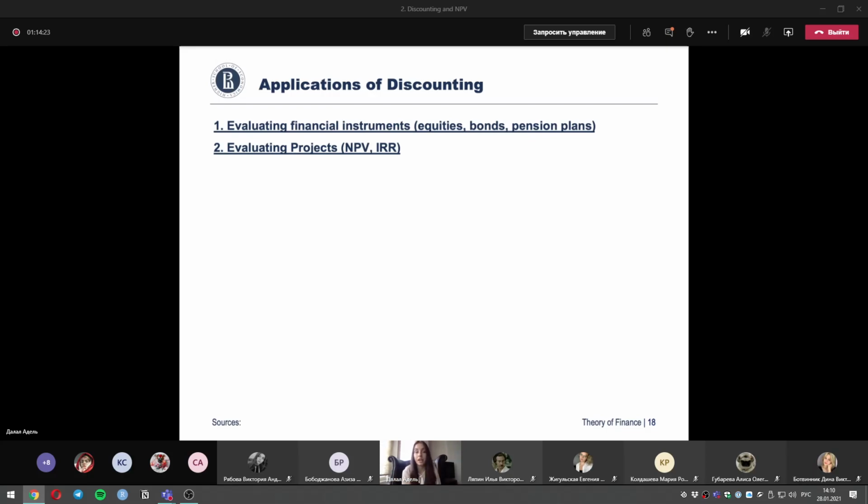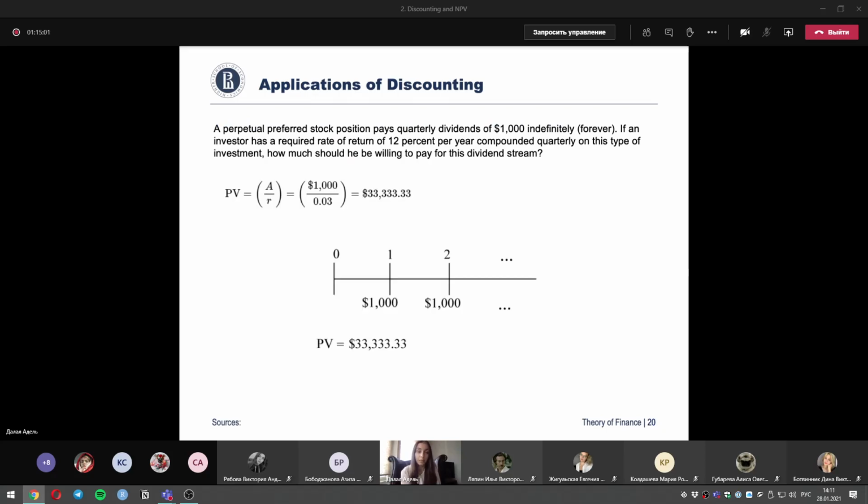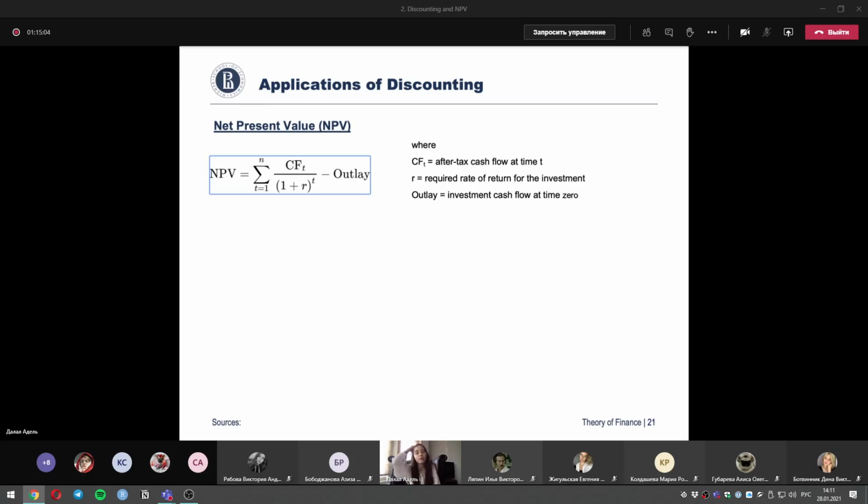So as for the main applications of discounting, we can consider evaluating financial instruments. So pension plans we covered in previous tasks. Bonds and equities were also considered as examples, and also evaluating projects. As we already looked at financial instruments, let's consider projects. So in order to understand if a project is profitable or not, one of the very well-known, widely used indicators is net present value, which we're going to consider today. So let's skip this one. So what about net present value?